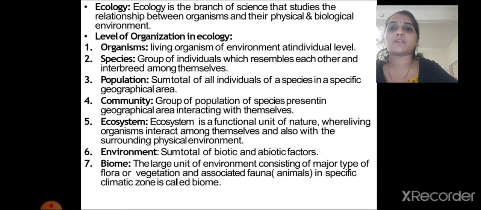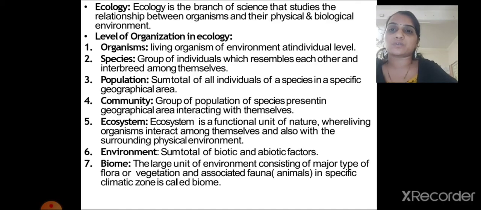Next is environment. The sum total of biotic and abiotic factors is called environment, meaning the weather, the average temperature, rainfall, soil type, air pressure, atmospheric pressure, everything, along with the living organisms present in that area, all together is called environment.